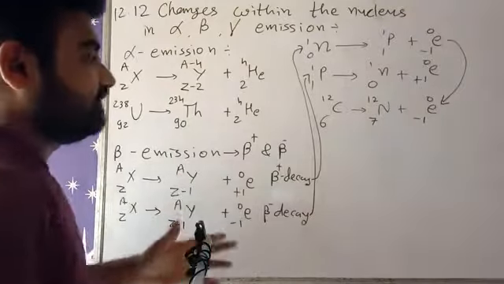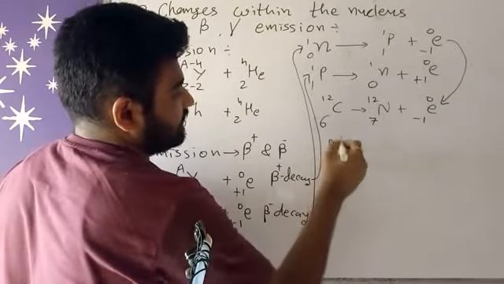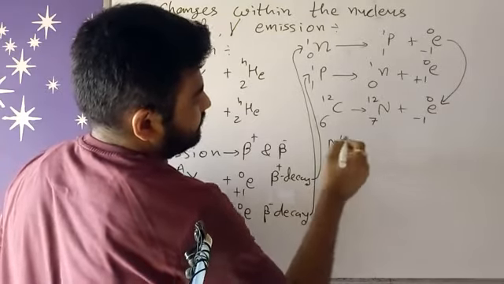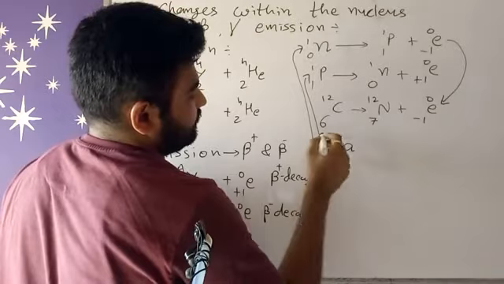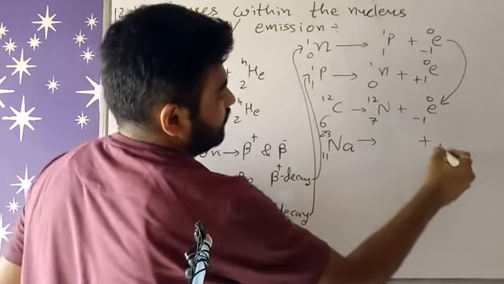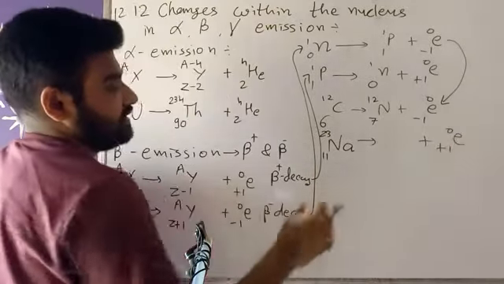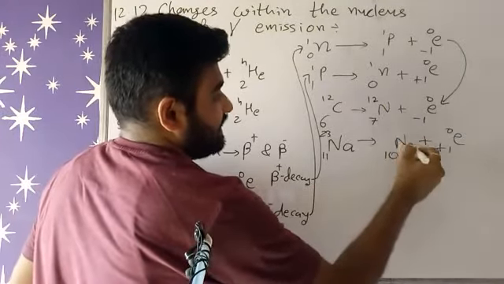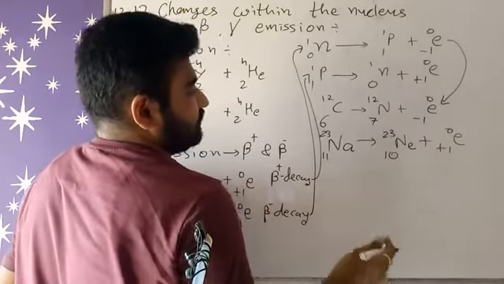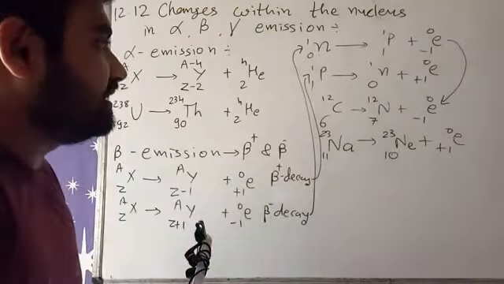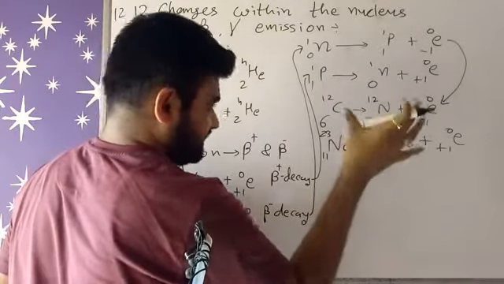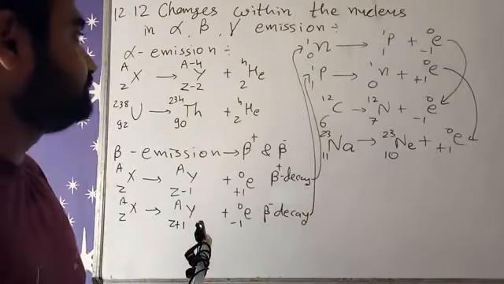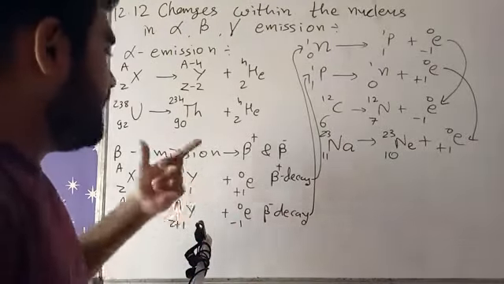And now another example, which is Na. So 11 Na 23 gives a positron emitted. See, 11 Na, sodium. Now I have to write 10, it is neon, 23. So this is positron, beta plus decay. Behind this reaction we have this reaction, proton emission. So this is how beta emission takes place.